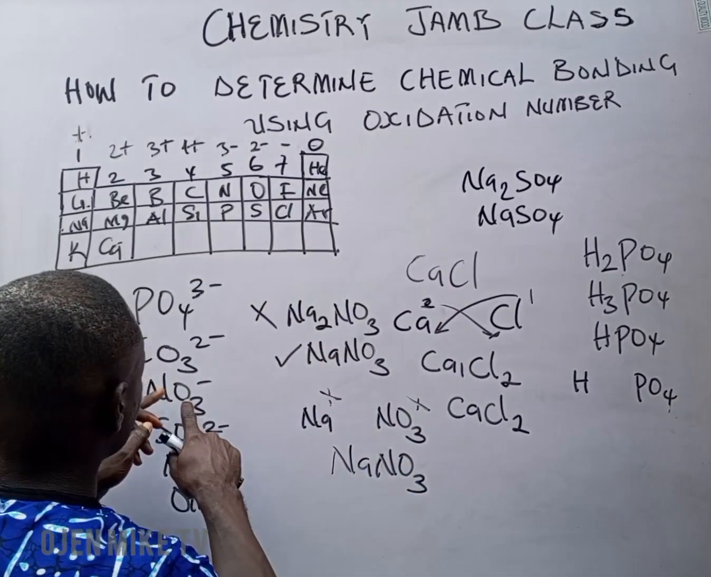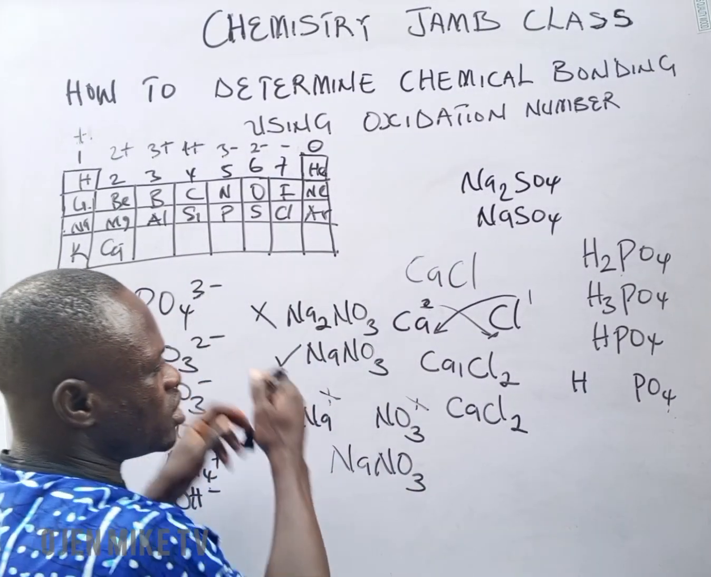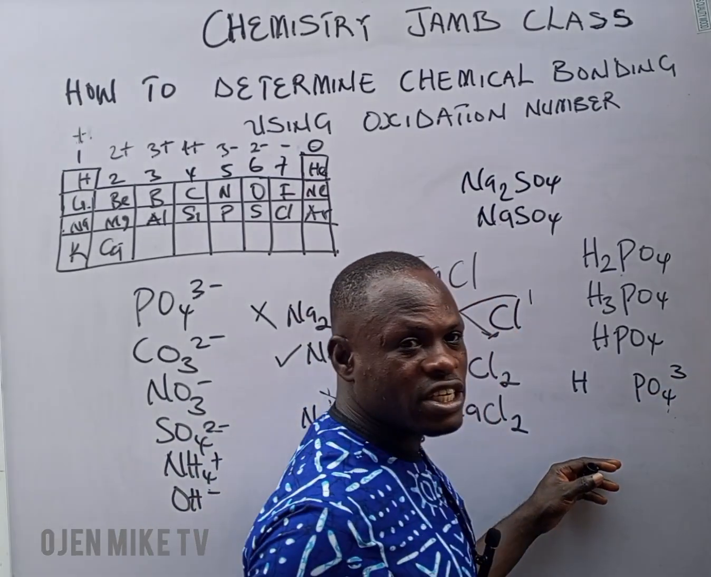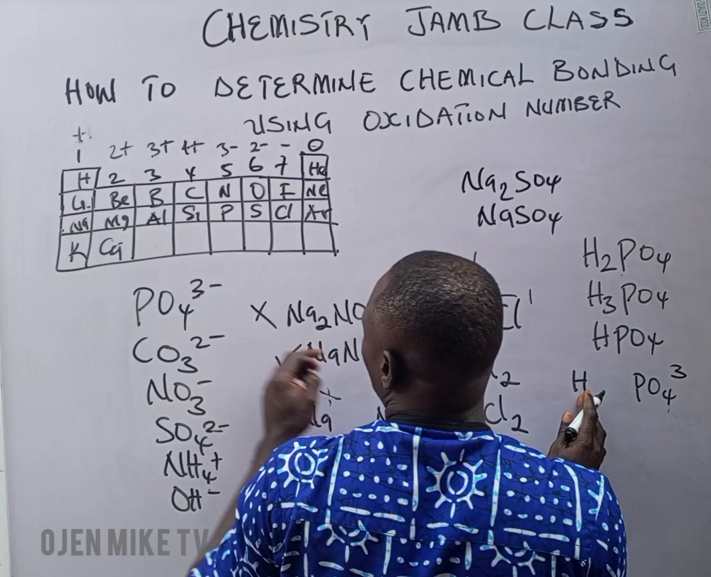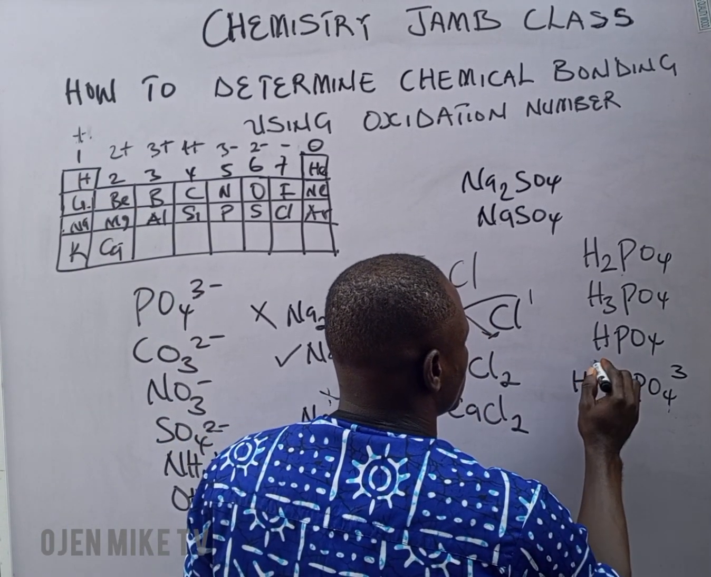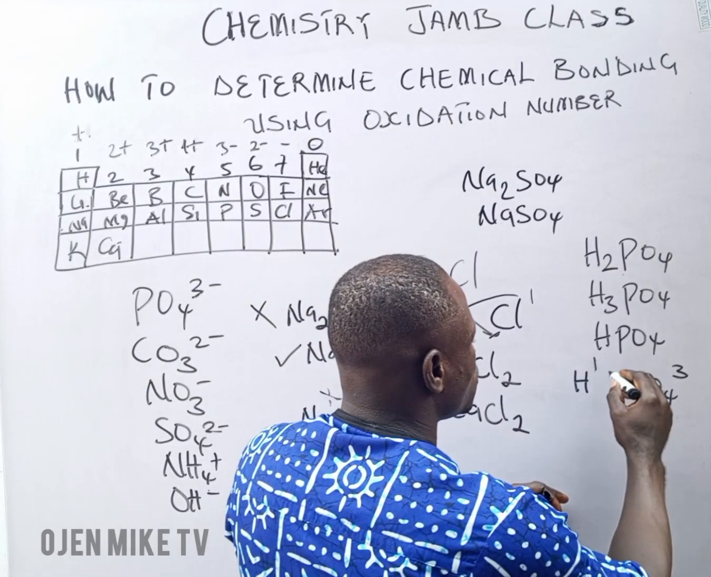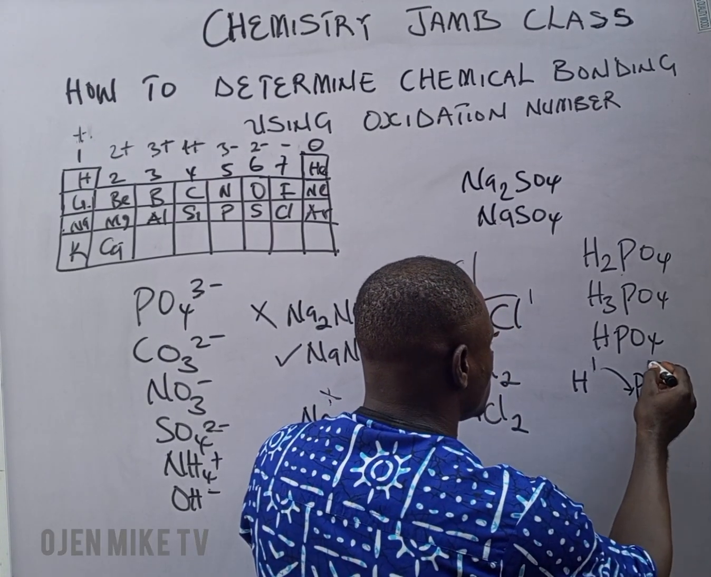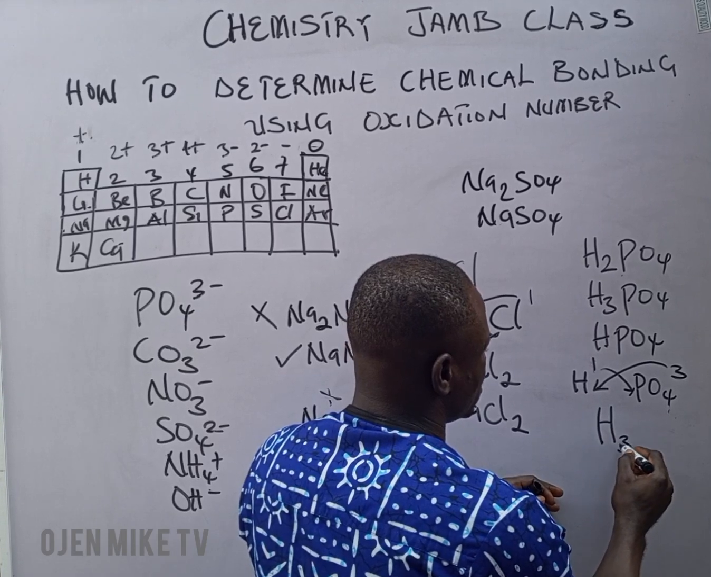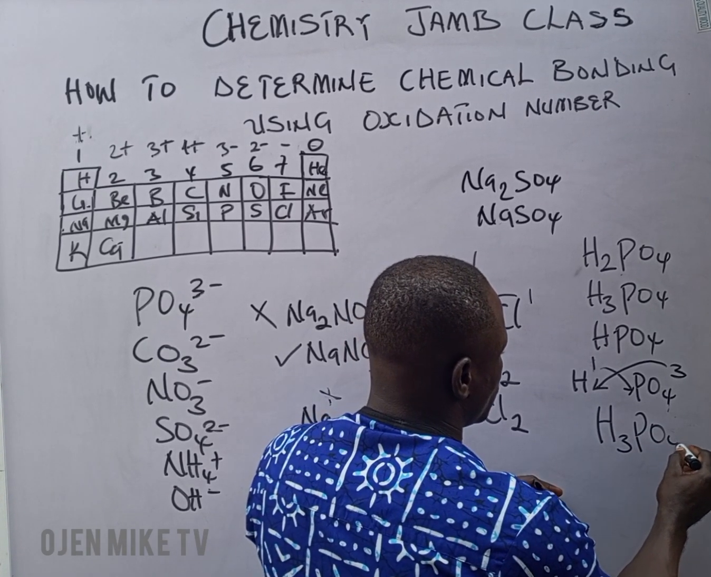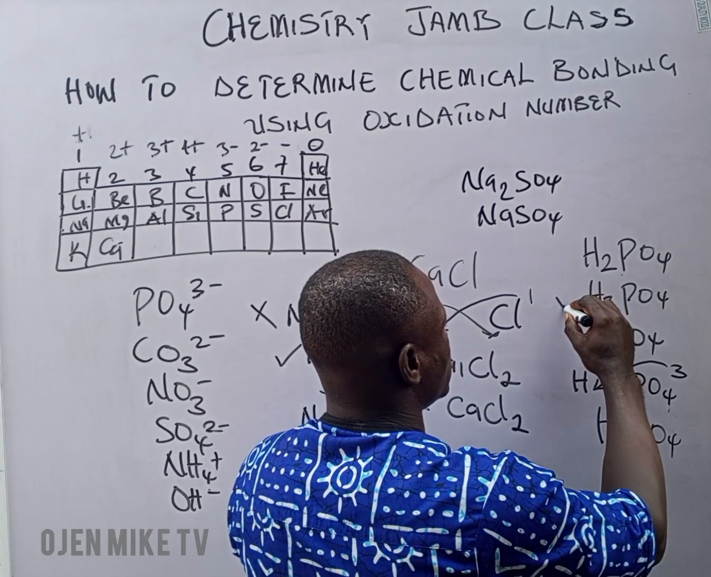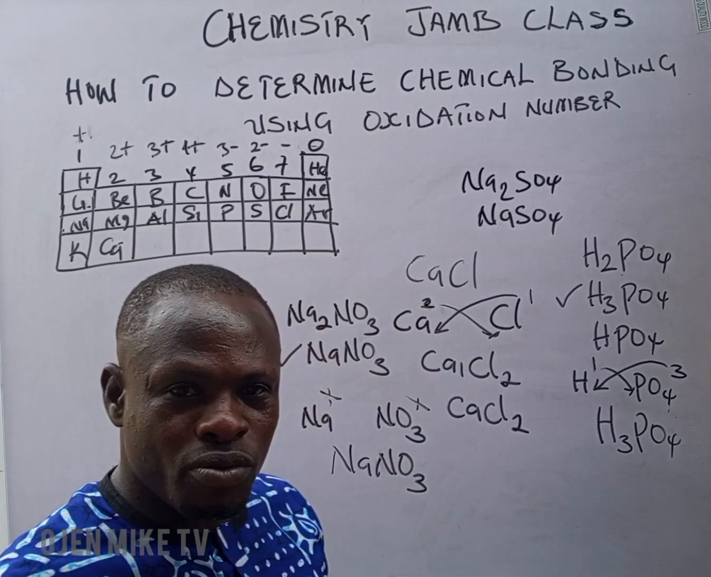Now this tetraoxophosphate has oxidation of what? -3. So I told you that the sign doesn't matter, so we have to put 3 here. Hydrogen here belongs to group 1, so it has oxidation number 1, so put 1 here. You understand? They are going to exchange. So this 1 will come to this side, this 3 will come to this side. So the formula will now be what? H3PO4. 1 times this one will still give you this one. So the correct formula is this one.